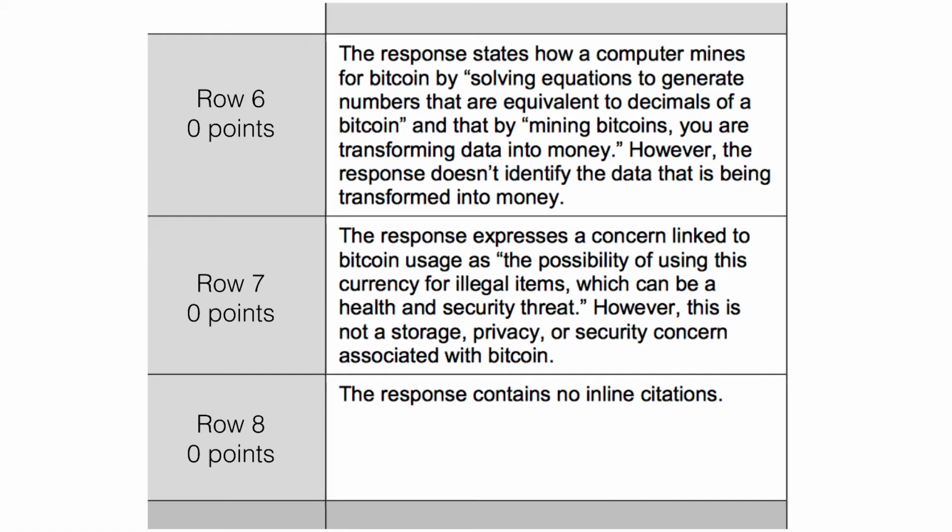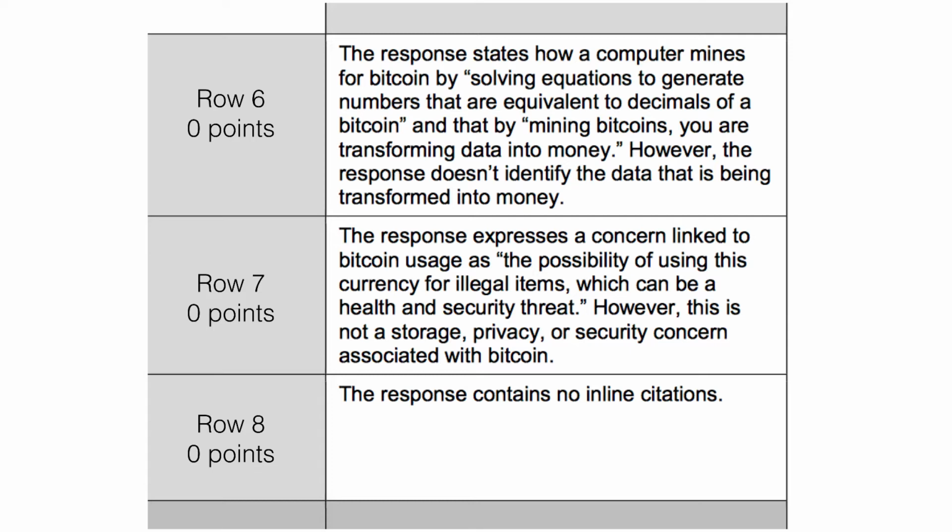So here's what the College Board has said about it. Row 6 gets 0 points. They state how it mines for Bitcoin by solving equations to generate numbers that are equivalent, and that by mining Bitcoins, you're transforming data into money, but it doesn't identify the data itself that's being transformed into money. So they do need to show that they understand a little bit about the technology itself. With something like Bitcoin, you're going to need to talk about the algorithms and how you're coming up with unique crypto secure codes that can be equated to money.